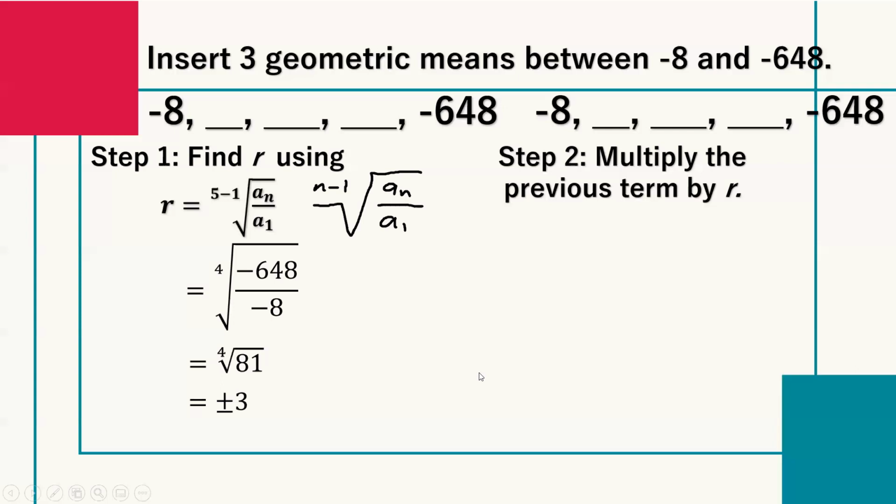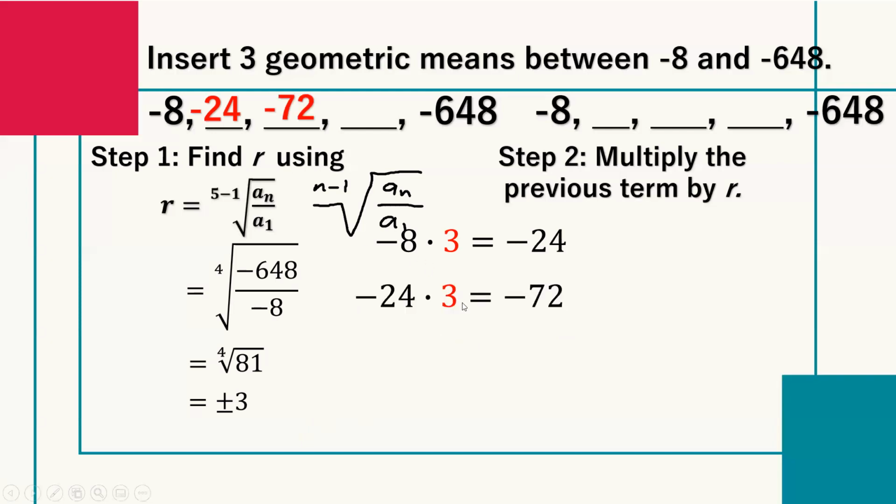After getting the common ratio, multiply the previous term by the common ratio. Unahin natin si positive 3. Negative 8 times positive 3, that is equal to negative 24. Times positive 3, magiging negative 72. Negative 72 times 3, we have negative 216. Then kapag minultiply ulit natin by positive 3, magiging negative 648. Okay? So, meron na tayong first sequence using the positive 3 common ratio.